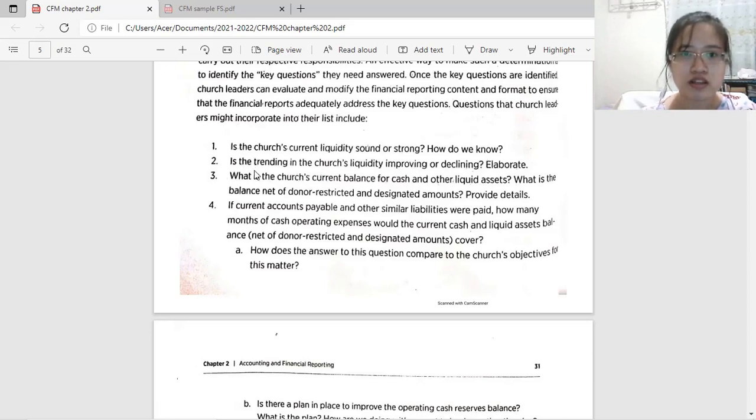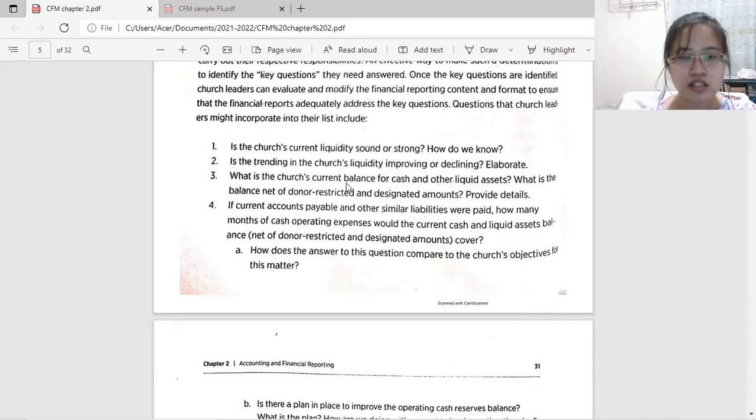Second question is, is the trend in the church's liquidity improving or declining? So, as much as possible, again, the church should keep the amount of cash available for a month or so, or maybe a month or two would be enough for a small organization. But over the years, of course, as they grow, as they become bigger, or as they become more experienced in operating a church, then the liquidity should improve. Okay, so they should accumulate enough cash at any given point in time to tide them through a few months in the future. Okay.